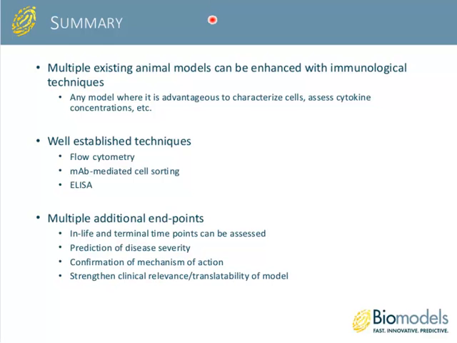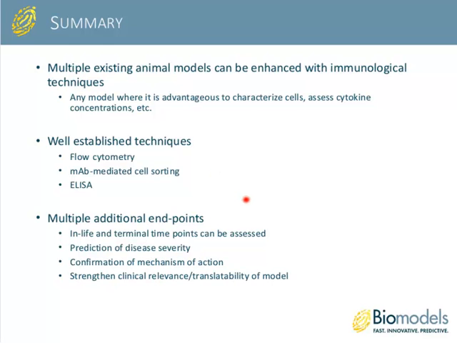So in summary, for the entire talk, I've shown multiple existing animal models that can be enhanced with immunological techniques, and basically these apply to any model where it's advantageous to characterize cells or assess cytokine concentrations, etc. All the things I've gone over today are very well established, very straightforward techniques: flow cytometry, cell sorting, and ELISA. Most of the things we do here are commercially available kits. They're very simple, very straightforward protocols where you just need to know the immunological background so that you can target the right markers and the right cell types, etc.